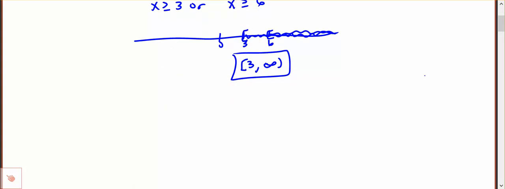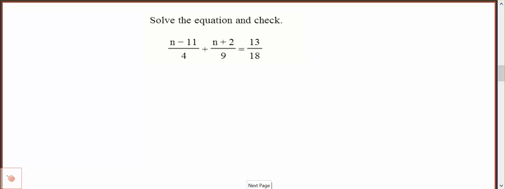Okay. The next problem, solve the equation and check. All right, so to solve this type of equation, I would clear my denominators, clear my fractions. And we clear our fractions by multiplying both sides of the equation by the least common denominator of all of our fractions. So the least common denominator of 4, 9, and 18 would be 36. I'm going to multiply both sides of my equation by 36.